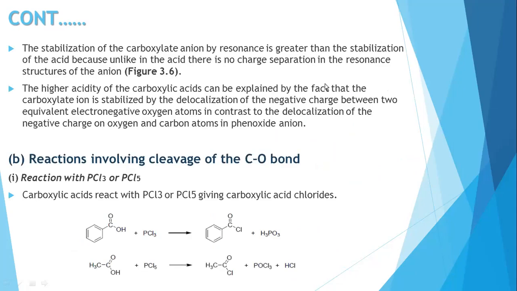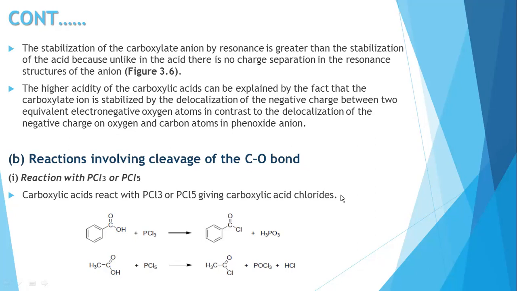This is what it's showing you. The carboxylic acid reacts with PCl3 and PCl5, giving the carboxylic acid chloride. You can see COOH with PCl3 ends up with COCl and HCl. Whether it is an alkyl or aryl group doesn't matter; both are carboxylic acids, and it will end up with the carboxylic acid chlorides.